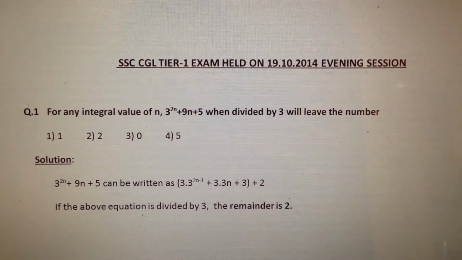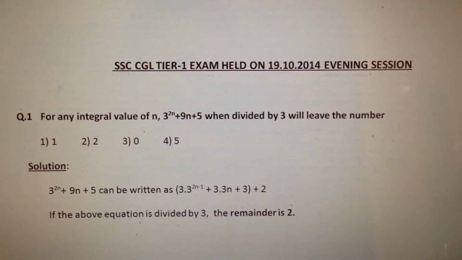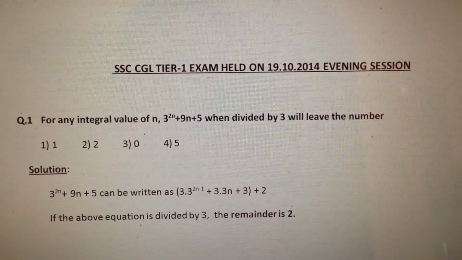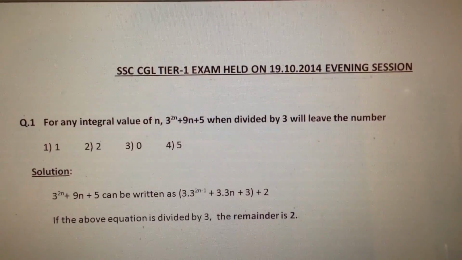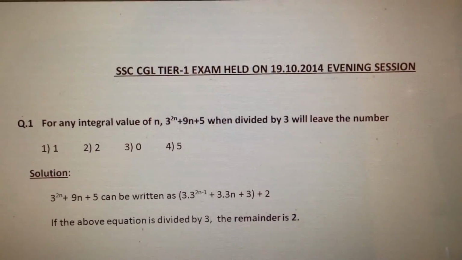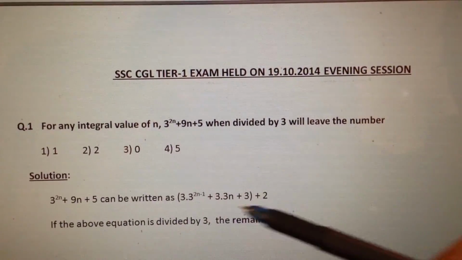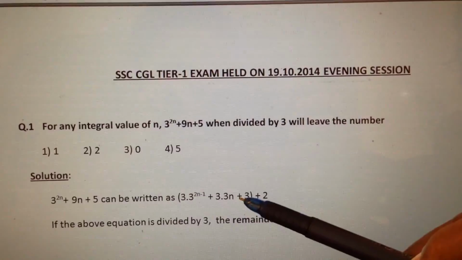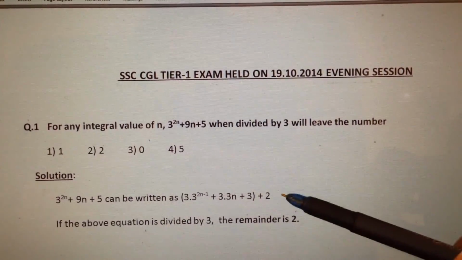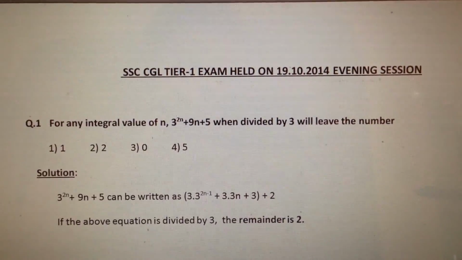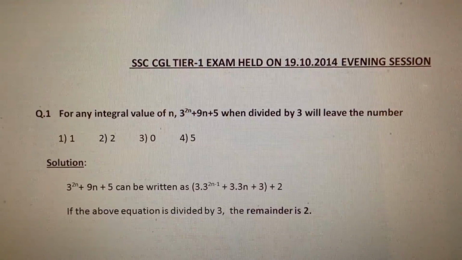First question. For any integral value of n, 3 power 2n plus 9n plus 5 when divided by 3 will leave the number dash. Now we can write 3 power 2n plus 9n plus 5 as 3 into 3 power 2n minus 1 plus 3 into 3n plus 3 plus 2. The first part is clearly divisible by 3, so the remainder is 2.